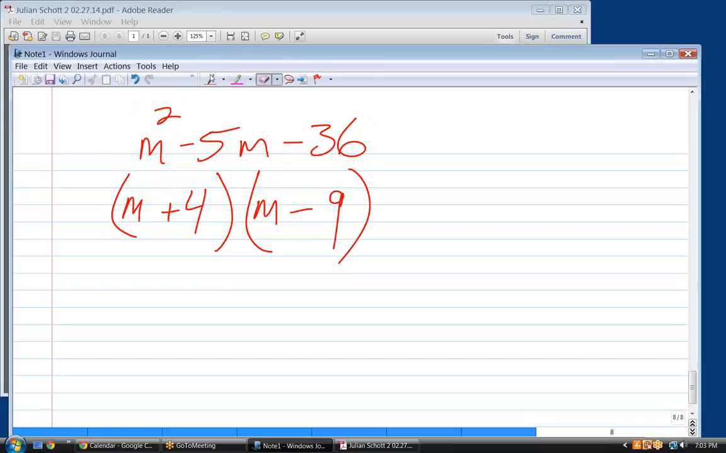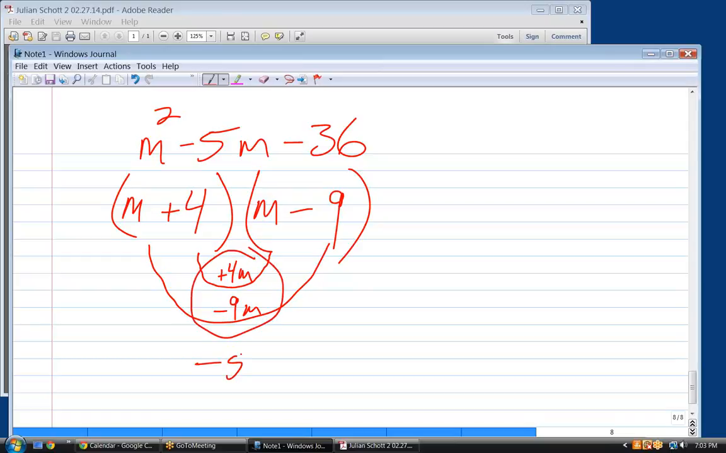So I don't need to check those two terms. The term I need to check is the middle term, and you do that by multiplying the two middle terms together and the two outside terms together and adding them together. Well, 4 times m is plus 4m. Minus 9 times m is minus 9m. Add those together, we get minus 5m. I call this my smiley face method, because it looks like two smiley faces.